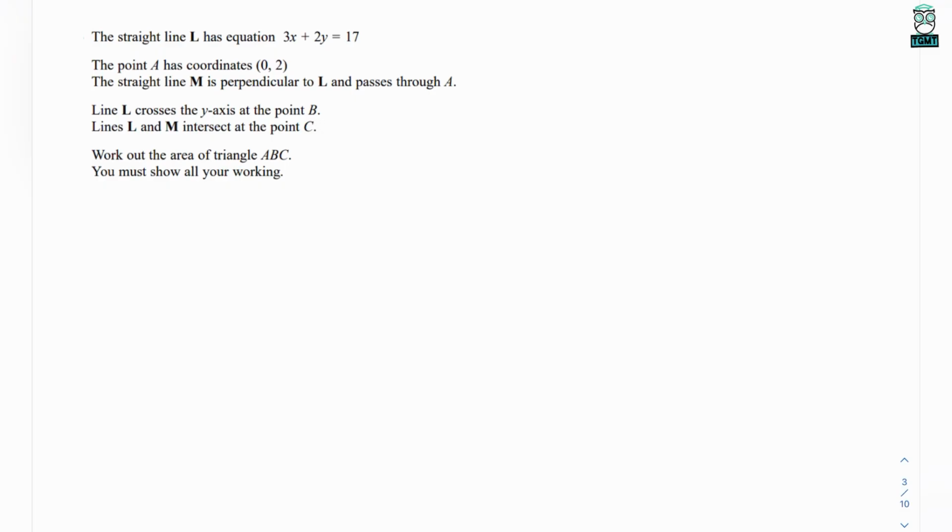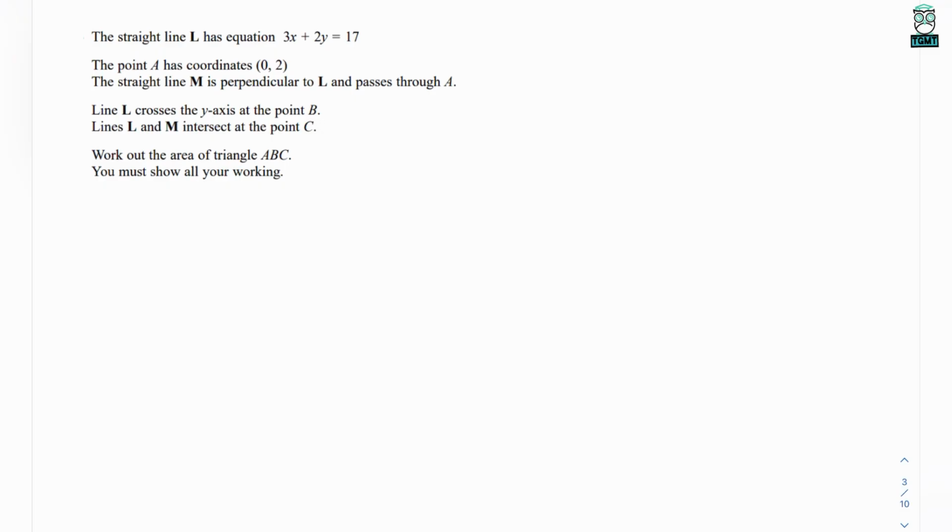This is more about straight line graphs. So this one here says the straight line L has the equation 3x plus 2y is equal to 17. Point A has the coordinate (0, 2), which you may or may not recognise, that's actually a y-intercept equation. And the straight line M is perpendicular to L and passes through that point A.